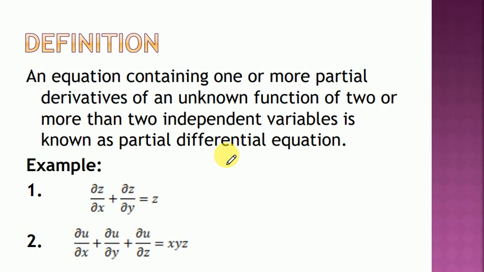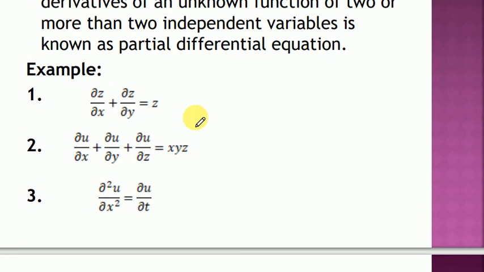Let us define the partial differential equation. An equation is called a partial differential equation if it has partial derivatives. You have already studied partial derivatives in the previous classes, and that means if an equation has partial derivatives and a dependent variable and independent variables, then it is a partial differential equation. So let us have a look at some examples.